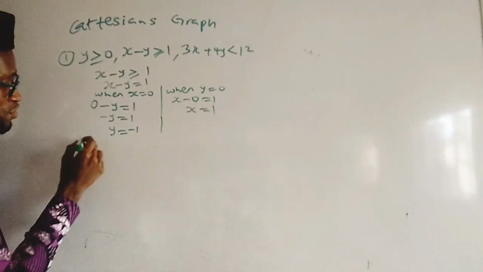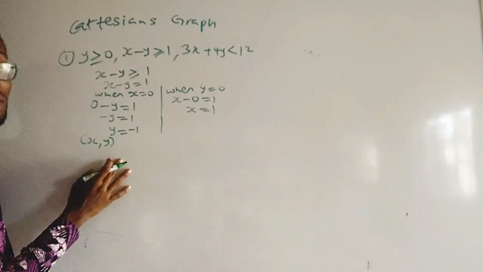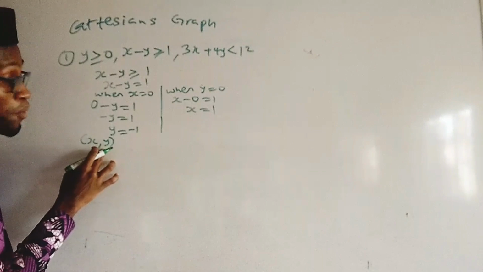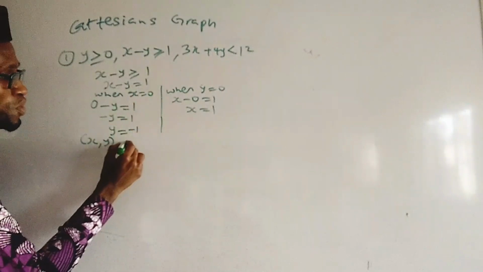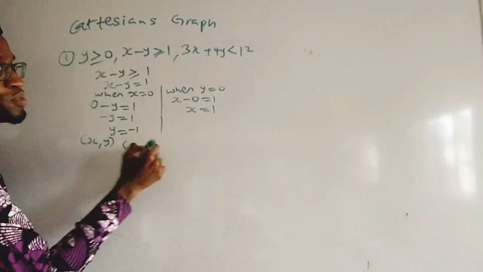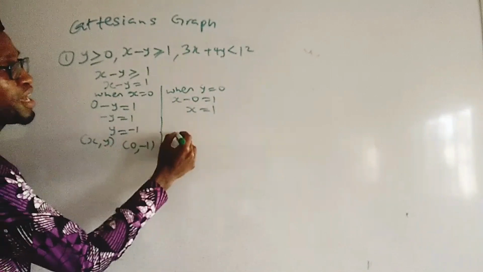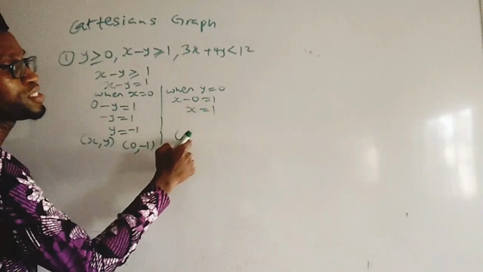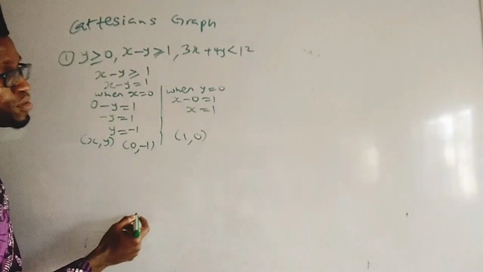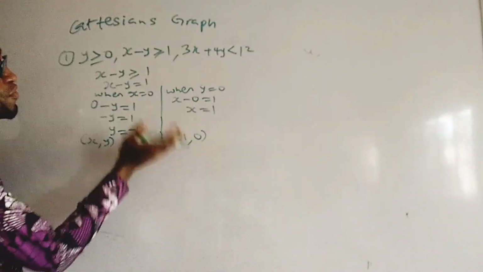So what are the points? Remember, the points on a Cartesian plane are written as x comma y. So what is our x? X is 0, and our y is minus 1 at this place, and here our y is 0 while our x is 1. Right? So that is for this one.